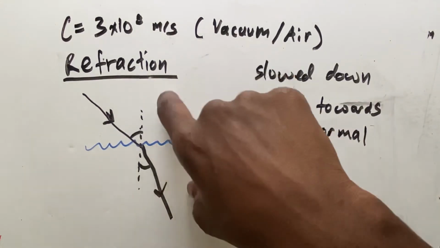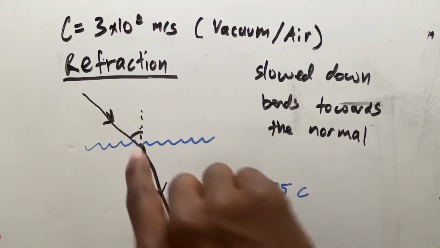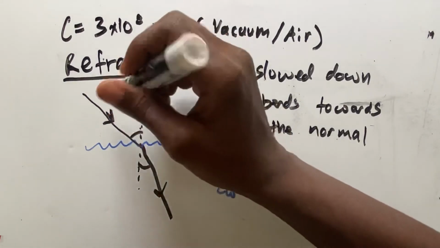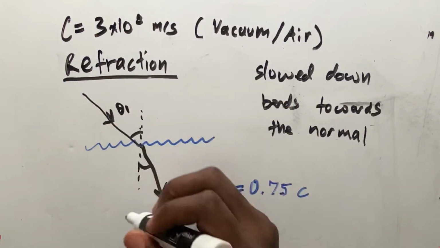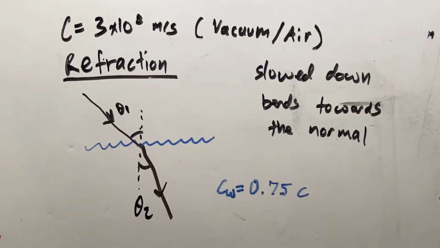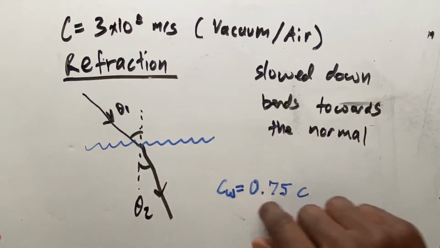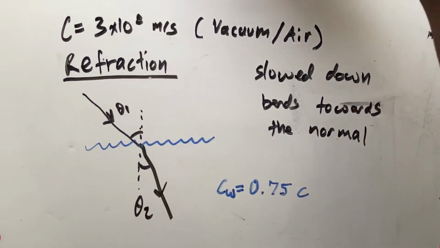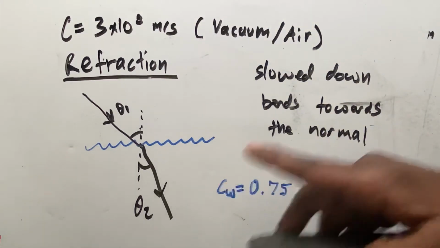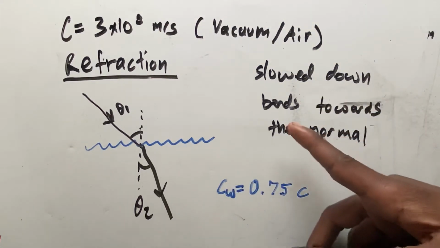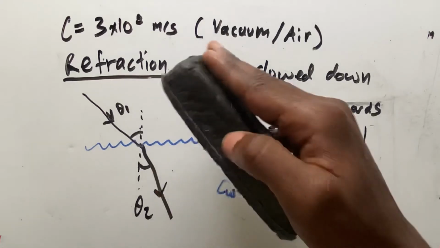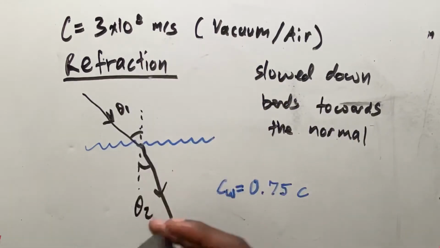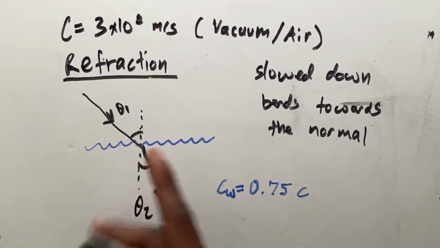And so basically the equation that describes what happens here, we call this angle up here theta 1, this angle on the bottom theta 2. The equation that governs what happens here is called Snell's law. So again, whenever light is slowed down, it bends towards the normal. So here it bends towards the normal, where this dotted line is the normal.